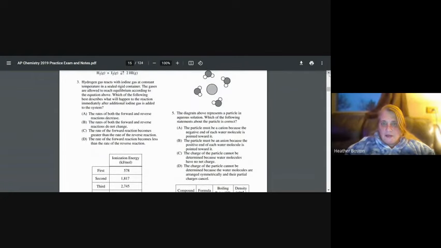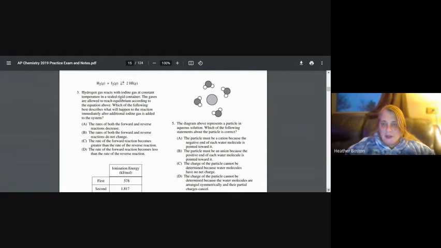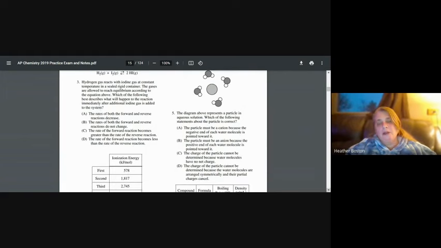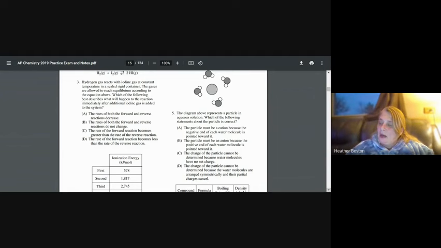Let's go back up to number 5. You're looking at water, and remember water has a partially negative oxygen and 2 partially positive hydrogens. So you can kind of figure out that those white circles are the hydrogens, which are partially positive. And this is an opposites attract question. So you're looking for the answer that suggests that the positive hydrogens are attracted to the negative, which would be an anion, and the answer is B.